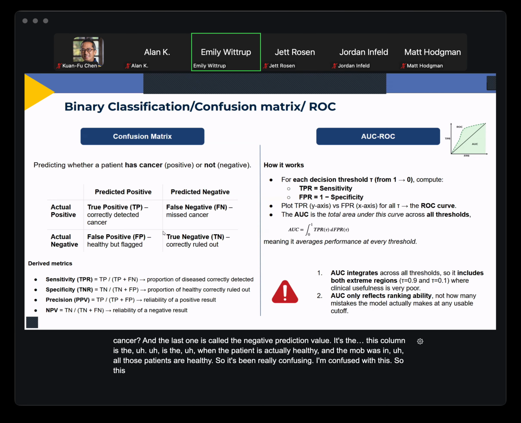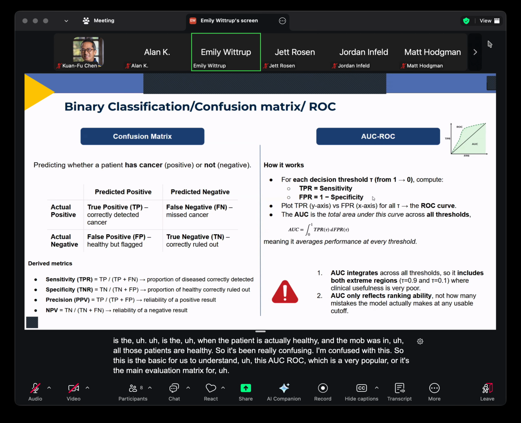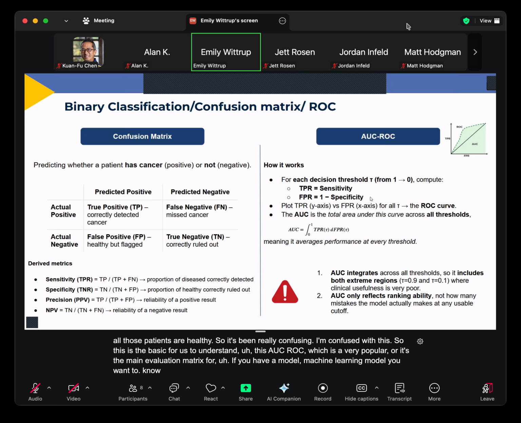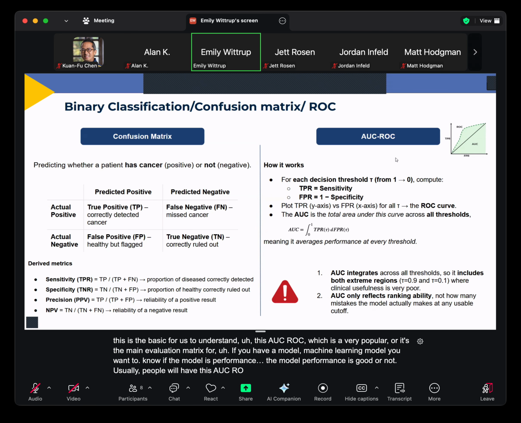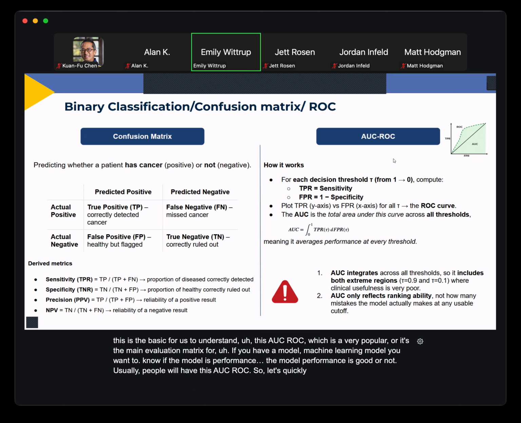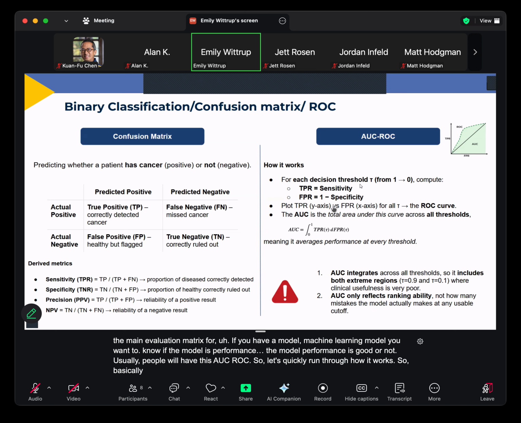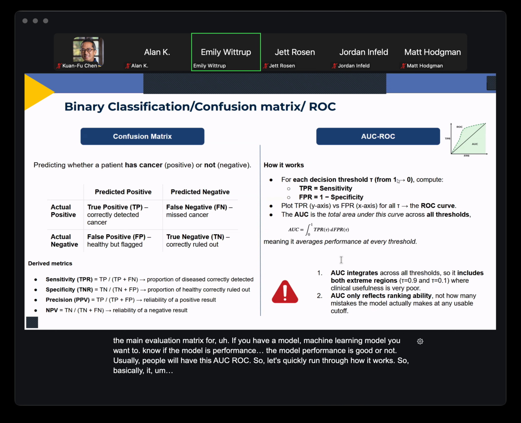So this is the basis for us to understand AUC ROC, which is a very popular, main evaluation metric if you have a machine learning model and you want to know whether the model performance is good or not. Usually people will report this AUC ROC. So let's quickly run through how it works. Basically it computes two values.